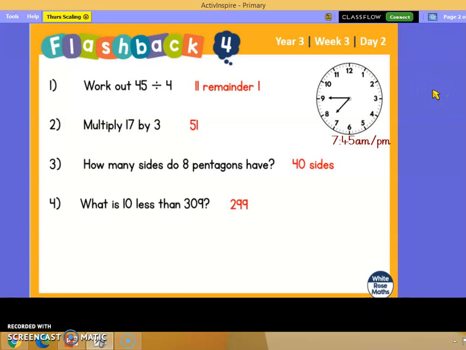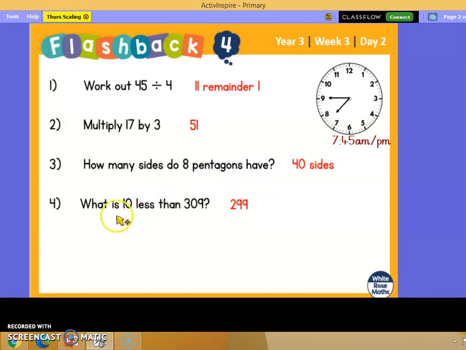Here are the answers to those questions. Number 1, work out 45 divided by 4. The answer is 11 with a remainder of 1. Number 2, multiply 17 by 3. The answer is 51. Number 3, how many sides do 8 pentagons have? The answer is 40 sides because a pentagon has 5 sides and 8 times 5 is 40.